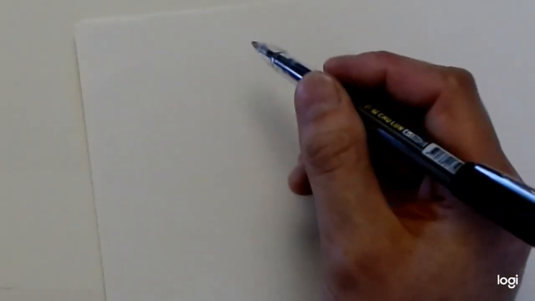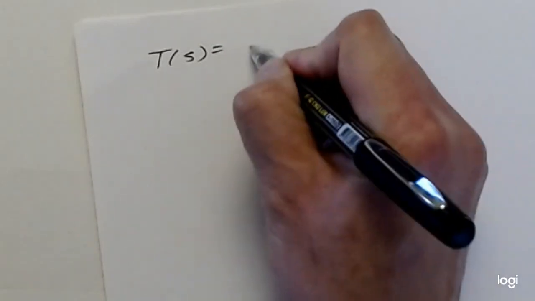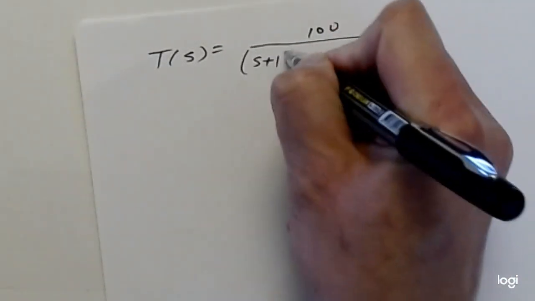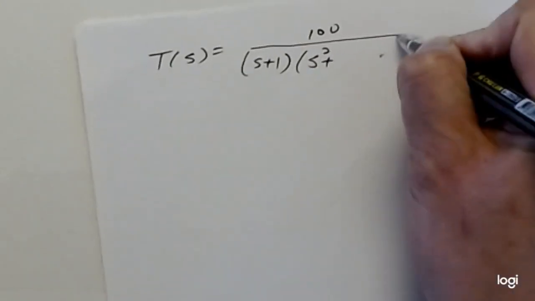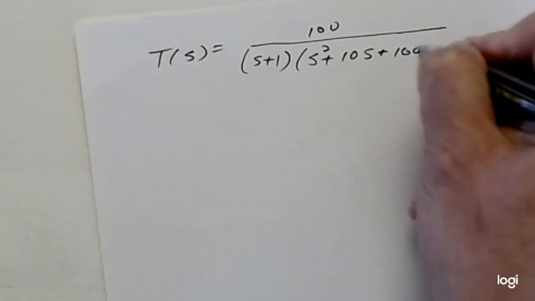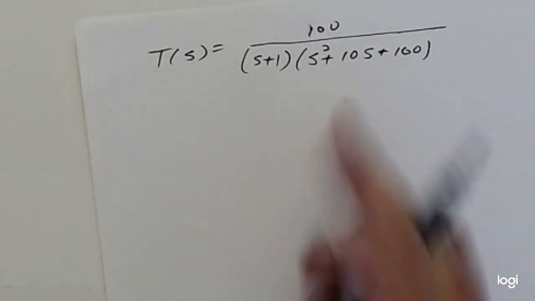Okay, let's do another example. Let's say this is a third order system: 100 over (s plus 1)(s squared plus 10s plus 100). Obviously we can break this into three subsystems.